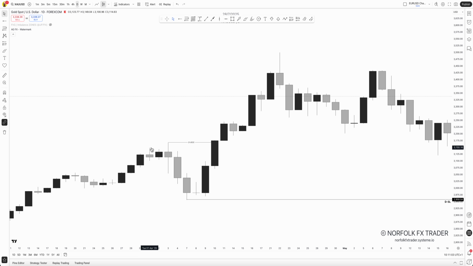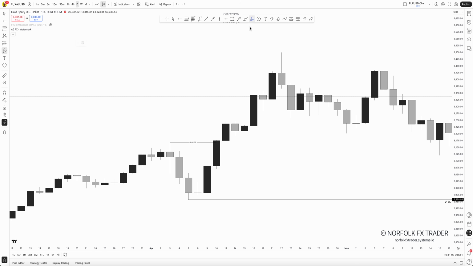So when we look at our break of structure, this is the first thing we're going to look at here: we're looking for a candle to close through the previous high. This candle closes through that level, creating a valid break of structure.